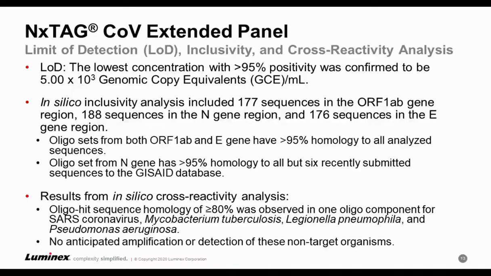We've also done some in silico inclusivity analysis, which included 177 sequences of the ORF1ab gene, 188 sequences of the N gene, and 176 different sequences of the E gene. We were able to show that we had over 95% homology to all analyzed sequences. We're also able to show that the primer set for the N gene was over 95% homologous to all but 6 recently submitted sequences to the gene database.